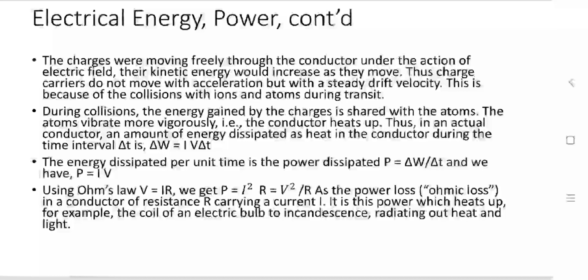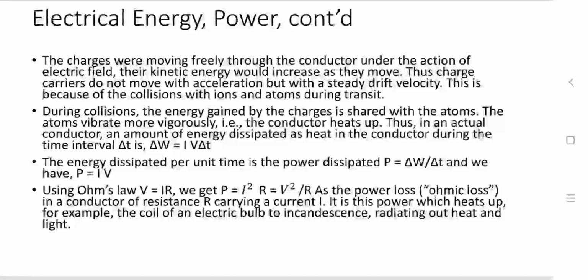Right? We already have the power law, P equals IV, and Ohm's law, V equals IR. So in P equals IV, apply Ohm's law. Two different equations are there. If we replace V, we get I squared R, and if we replace I, we get V squared by R. So by using Ohm's law, we can define the power loss in a conductor in terms of the resistance while that conductor is carrying a current I.